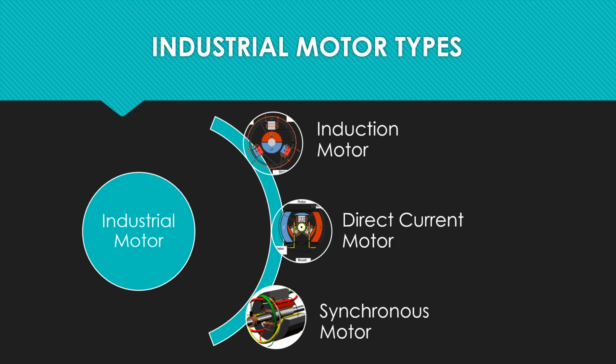Basically, industrial motor types. We use three types of motors in industries, and they are the induction motor, the DC motor or direct current motor, and the third is the synchronous motor.